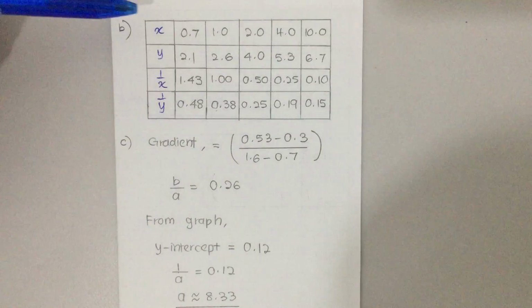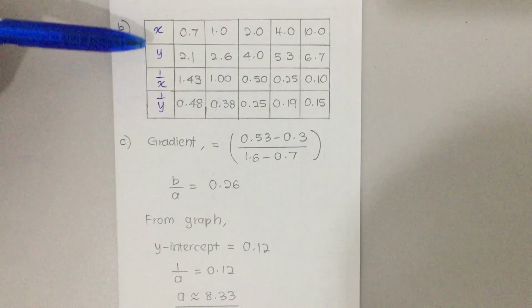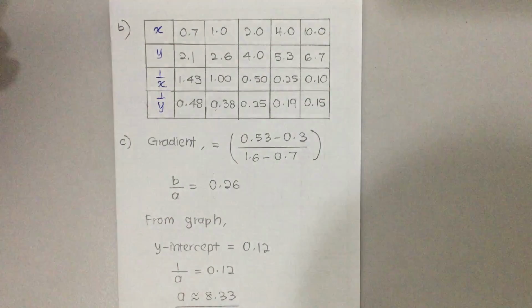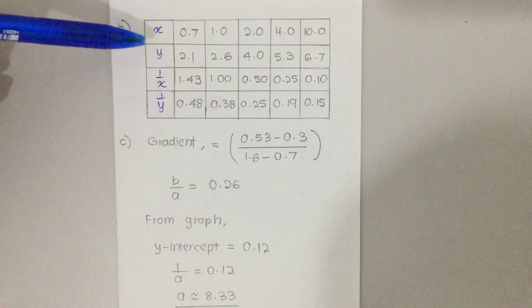It's very simple, guys. The question already gives us two values, which are the values for x and y. Very simple, we can just invert these two values, and you will get 1 over x and 1 over y.